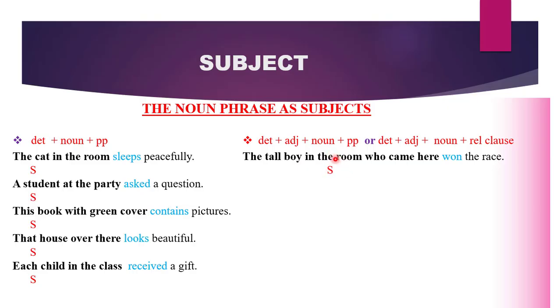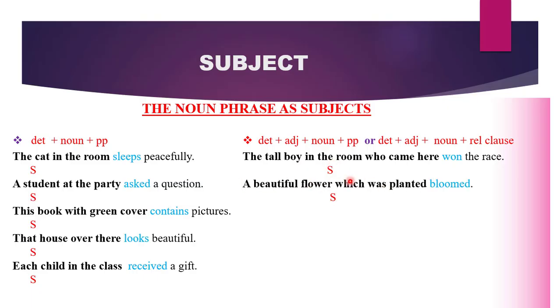You can replace it with a pronoun. You can say, he won the race. Therefore, the whole of this serves as our subject and not only the boy. So the noun phrase can be a very long one. So when you have a very long phrase like this, together it is functioning as the subject.